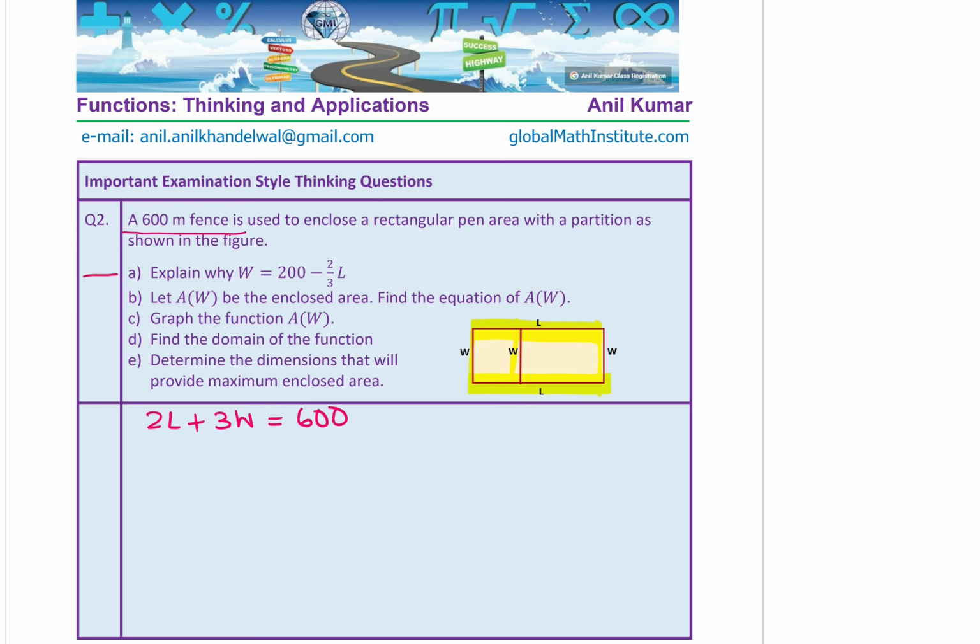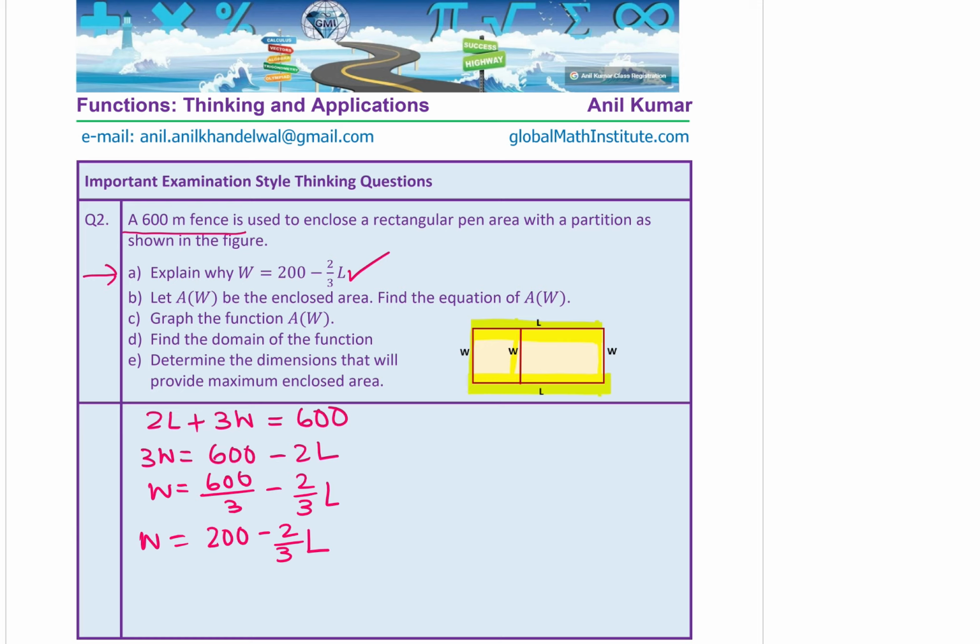Now, let's try to do question number 2A. Explain why W is 200 minus 2 over 3 L. So we can rearrange from here. So we get 3W equals 600 minus twice length. Dividing by 3, we get 600 over 3 minus 2 over 3 L. And that gives you the width as 200 minus 2 over 3 L. Clear? So that part is done.